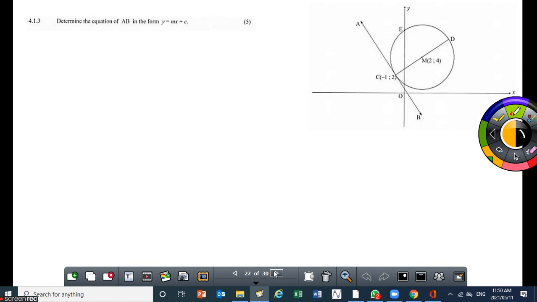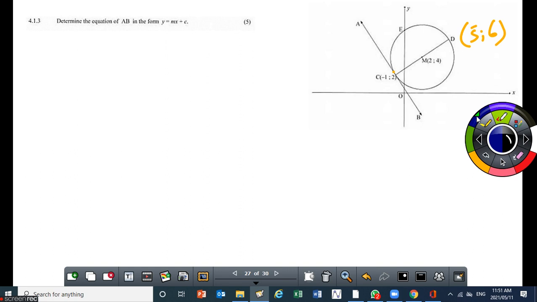4.1.3. Determine the equation of AB in the form y equals mx plus c. So we now know that the coordinates of D here are x is 5, y is 6. So we now need to determine the equation of the tangent AB. To find the equation of the tangent, as I told you in the past few days, you need to know the gradient of the radius first. Calculate the gradient of the radius, multiply the gradient of the radius with the gradient of the tangent, you must get -1. Then you solve for the gradient of the tangent. Then you use the coordinates of the point of contact to determine the equation. It's not difficult.